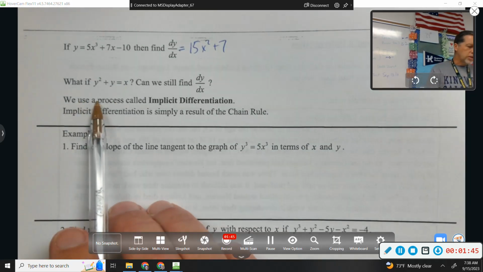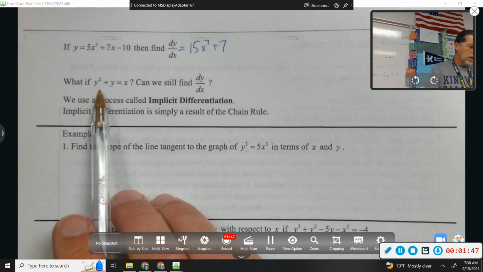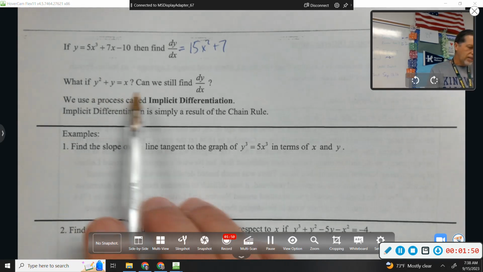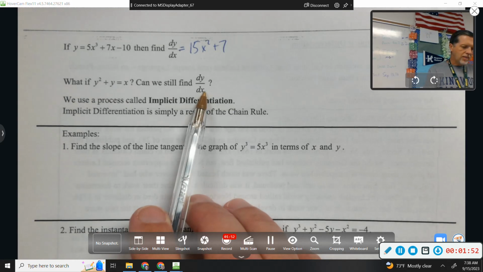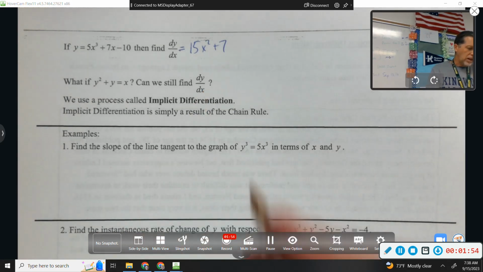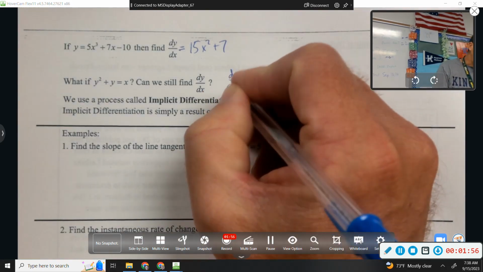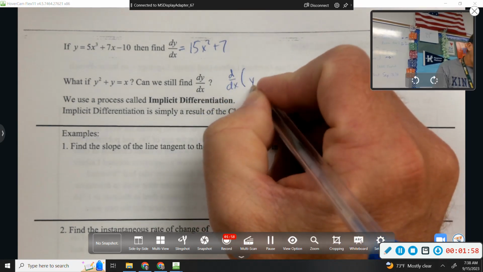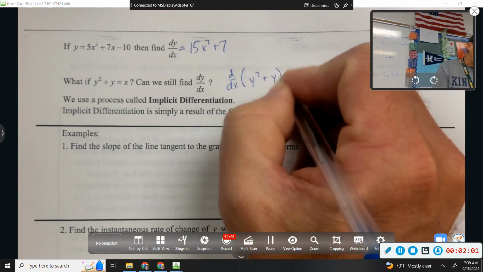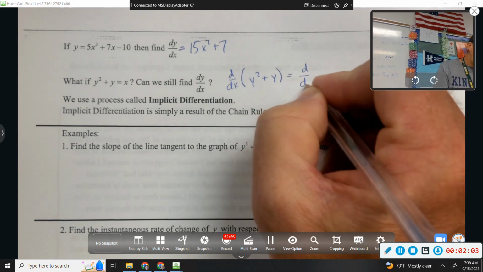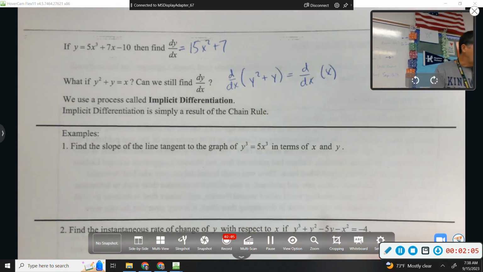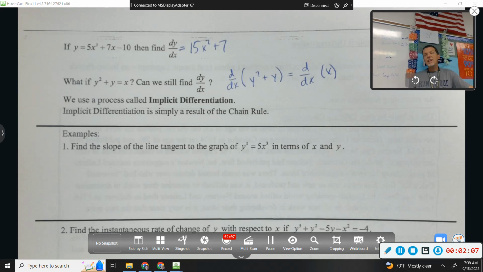So here's what we'll do today. What if y squared plus y equals x? Can we still find dy dx? I mean, the answer is yes, but how do I take the derivative of y squared plus y on one side and x on the other side? Well, the right-hand side's easy, right? The derivative of x is 1. But the derivative of y squared plus y, that's not just dy dx. There's more stuff going on there.